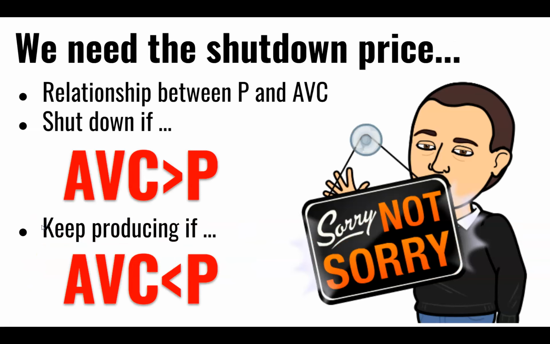So the shutdown price is the point at which price is less than average variable cost. The firm will not operate if the average variable costs are greater than price. If, however, the price is greater than average variable costs, then it's worth operating, at least in the short run. In the long run, we'll probably close. But at least in the short run, it's cheaper to operate at a loss than it is to shut down entirely and close my doors. And we'll walk through an example here in just a second.